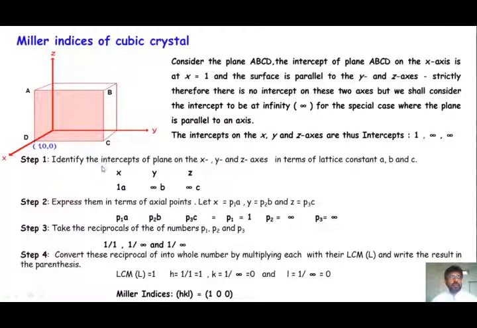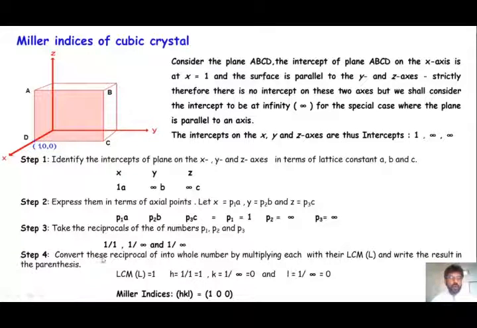Therefore, by following the different steps to obtain the Miller indices, in the first step identify the intercepts of this plane in terms of the lattice constants a, b, c, so we can write 1a, infinity b and infinity c. Express it in terms of the axial points such as x equal to p1 a, p2 b and p3 c. Therefore, we get p1 equal to 1, p2 equal to infinity, p3 equal to infinity.